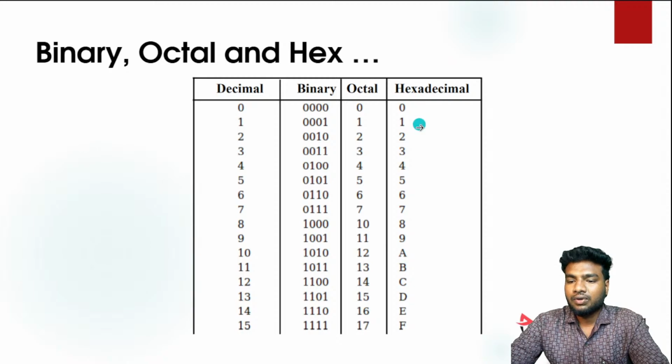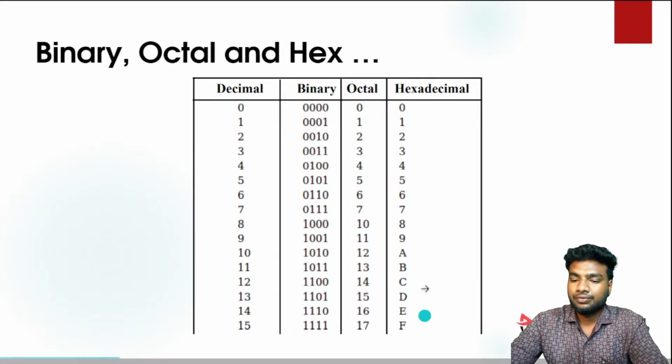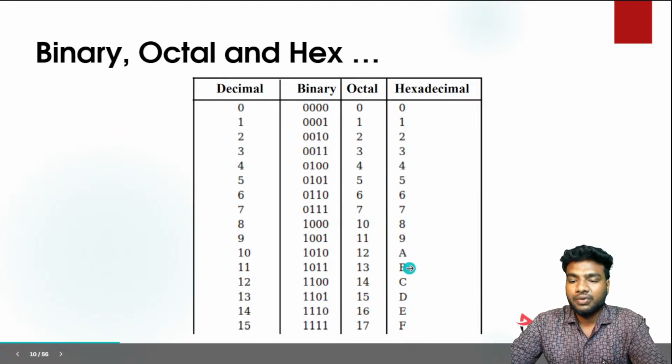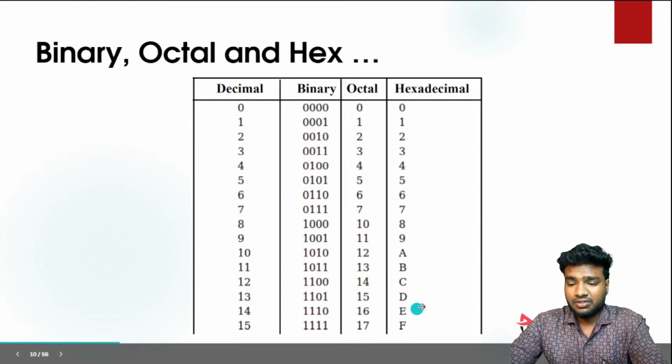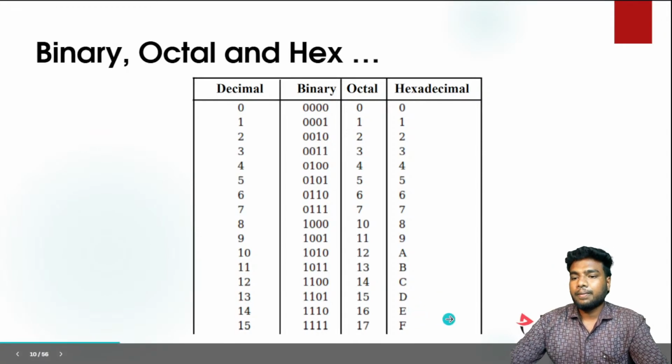We know that hexadecimal has 0 to 9, the decimal values. After 9, 10 11 12 have alphabetic values like A to F. So A means 10, B means 11, C means 12, D means 13, E means 14, F means 15.